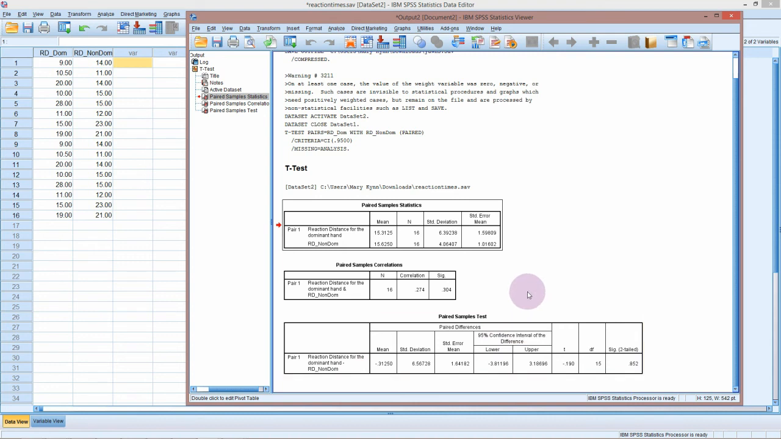That doesn't mean there doesn't exist one in the population in general. It either means that our data set wasn't big enough to pick it up, or our experiment was no good. It's probably that our experiment was no good, to be honest, and that's why we haven't found a difference. So that is a paired sample t-test.